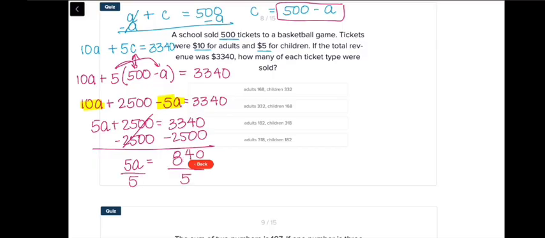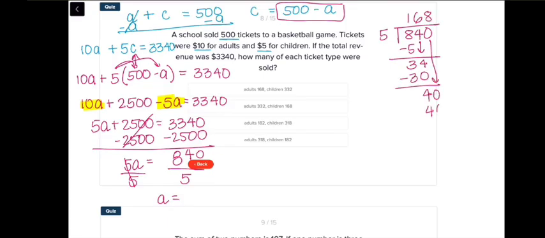We divide both sides by 5, and it looks like the number of adult tickets is going to equal 840 divided by 5. 5 fits into 8 one time. We subtract and we get 3, bring down the 4. 5 fits into 34 6 times, giving me 30. I subtract, I get 4, I bring down the 0, and finally that's going to fit 8 times. So in total, we sold 168 adult tickets.